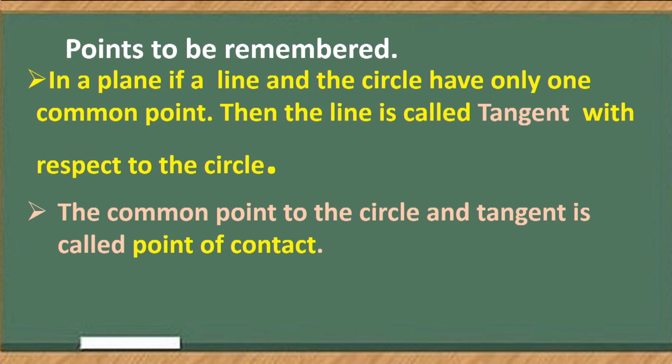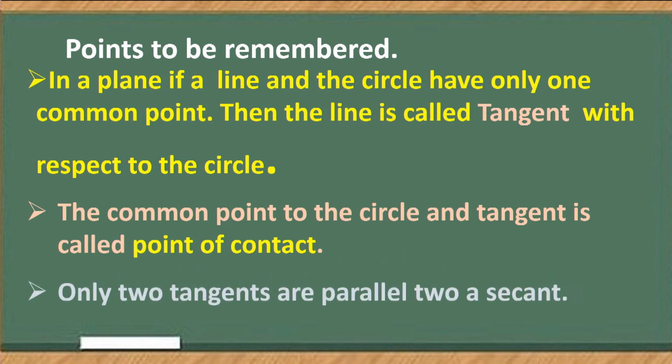Then it is called a tangent with respect to the circle, and that one point where the line meets the circle is called the point of contact. The common point to the circle and tangent is called the point of contact. Only two tangents are parallel to a secant. If you draw a secant to a circle, it is possible to draw only two tangents which are parallel to the secant.